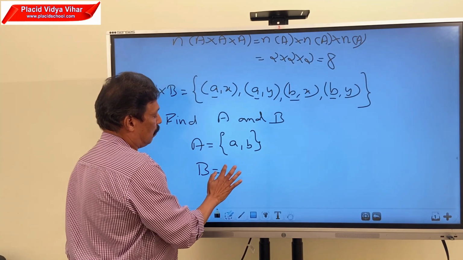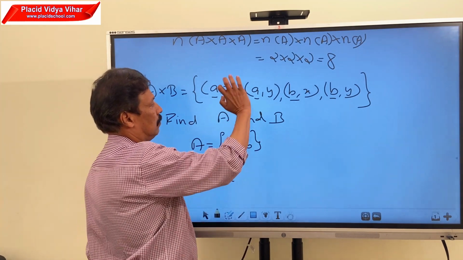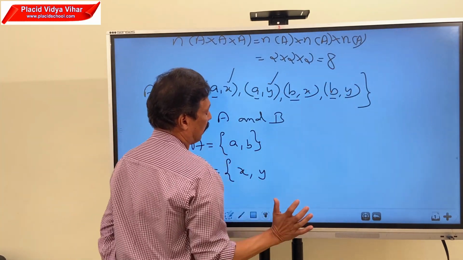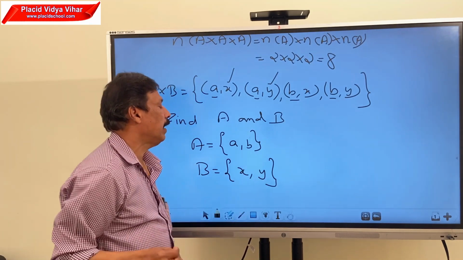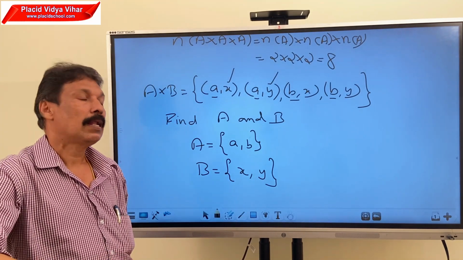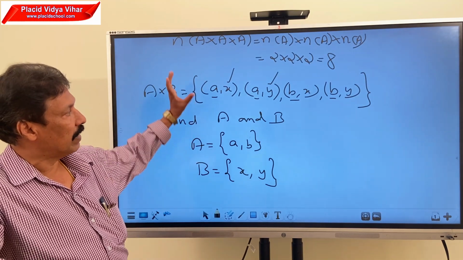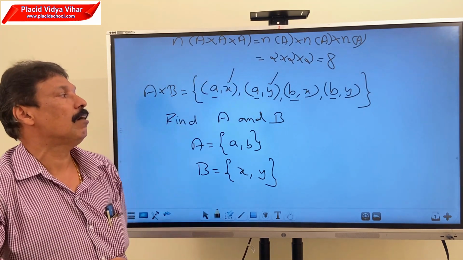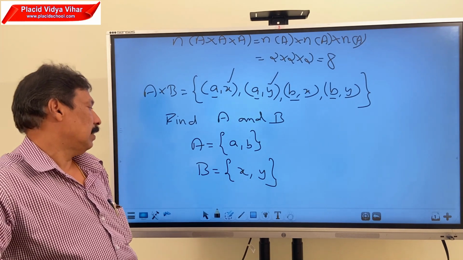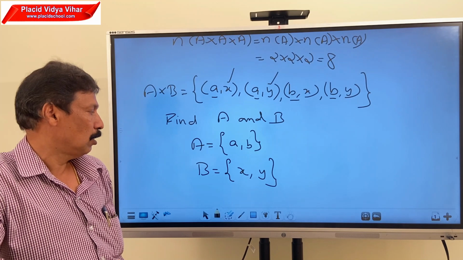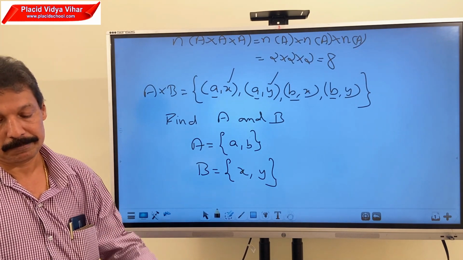And B equals the set of all second entries: x, y, again x, again y. So here A equals the set {a, b} and B equals the set {x, y}. That is, the first set is given by collecting all the first entries in the ordered pairs. Then the second set is given by collecting all the second entries of the ordered pairs.